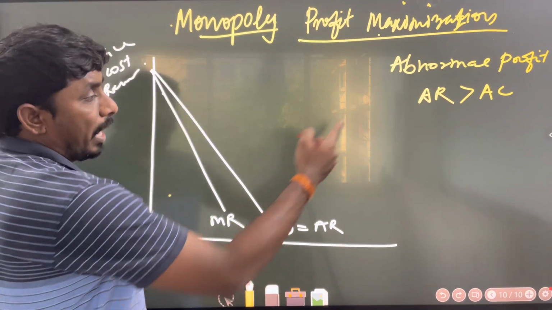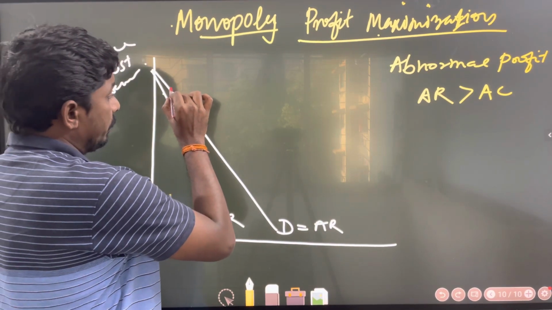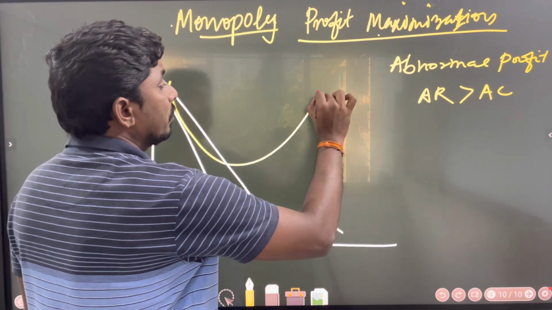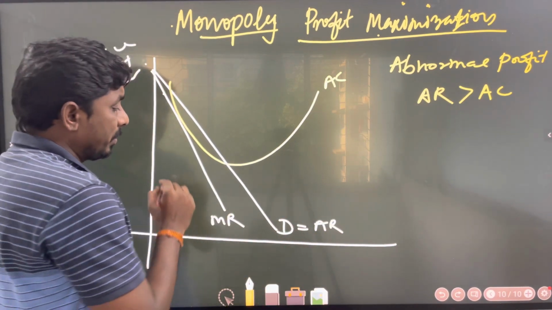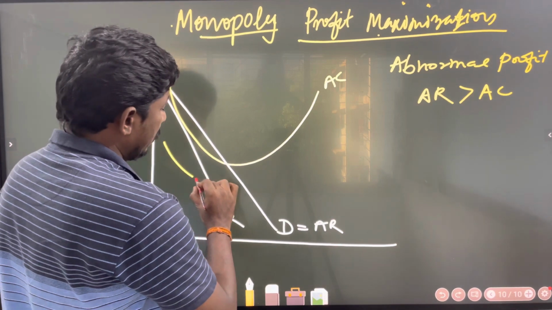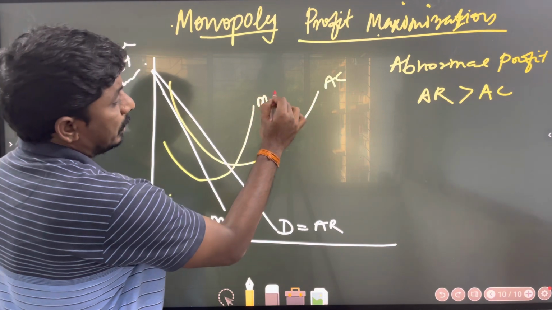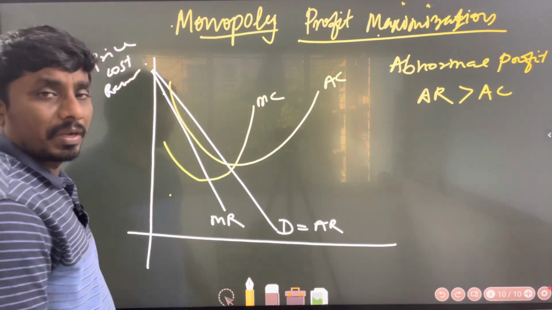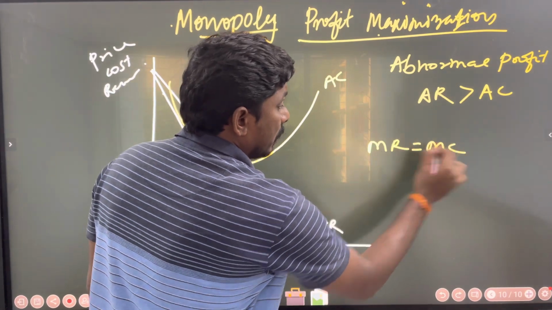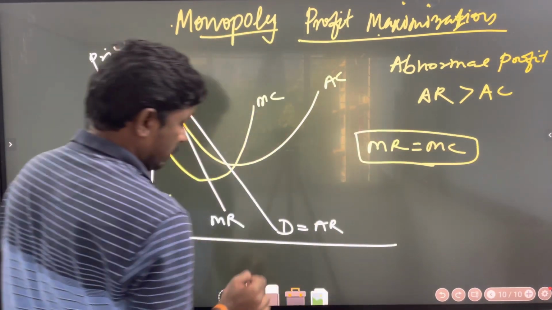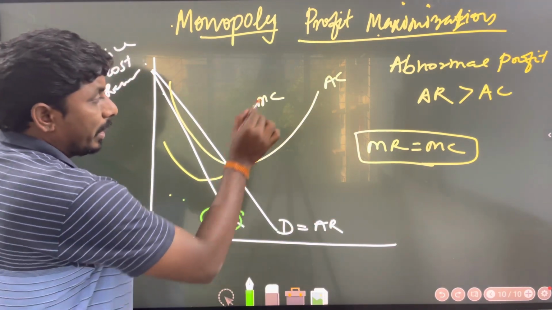Average revenue is greater than AC. The AC curve will always be U-shaped, and the MC curve will intersect the AC at the minimum point of the AC. So this is MC, this is AC. We have already discussed the profit maximization rule: MR equal to MC. So here the MR curve is here and the MC curve is here.